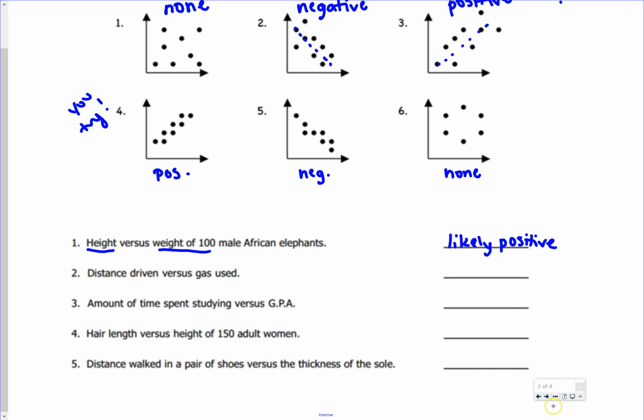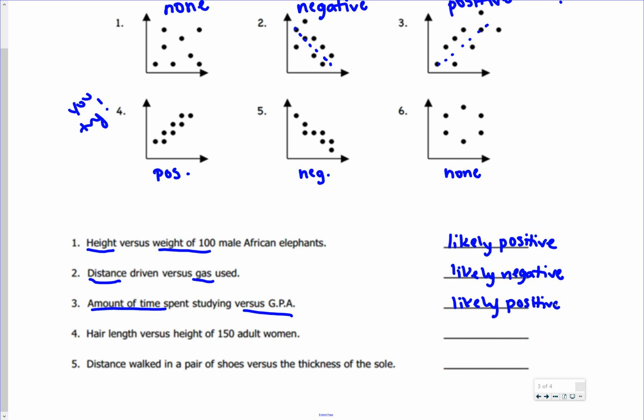The next one says distance driven versus the gas used. So this is saying that as I drive, my gas probably decreases because the more I drive, I run out of gas. So this is likely negative. Okay. Number three, the amount of time spent studying versus the GPA. So this is saying the more time I spend studying, the higher my GPA will be. I'm going to say this is likely positive. We've looked at a lot of data of students who study and do homework, and we've seen that they get better grades. So that's likely a positive correlation or causation.